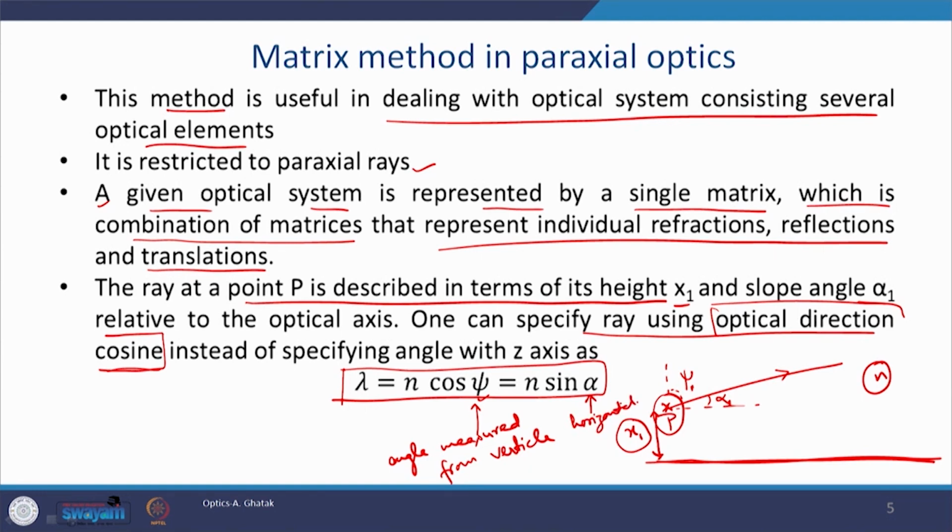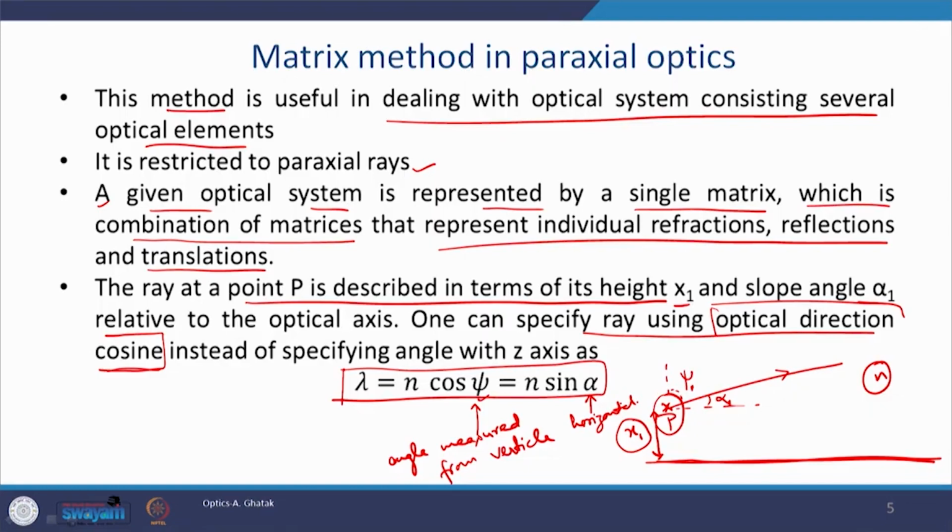Okay, I repeat. Suppose we have a ray which is travelling in a certain direction, then to specify a point on this ray, suppose this point is P, we just need to know the inclination of this point P from the horizontal and the distance of point P from the axis of a lens system or optical system.